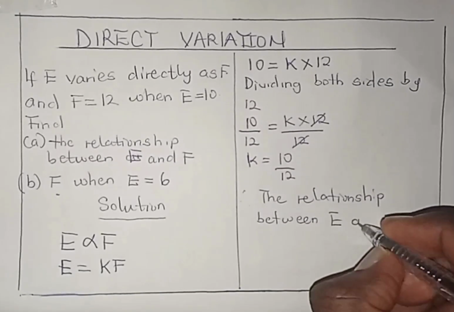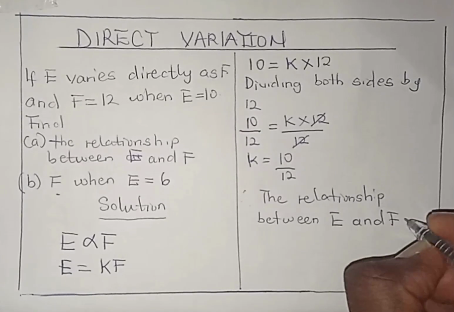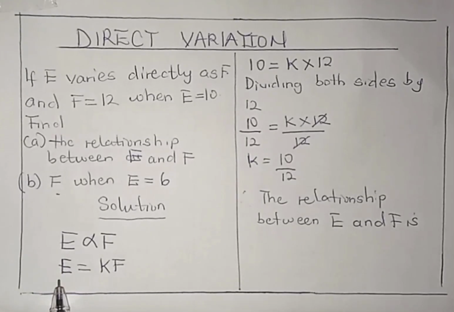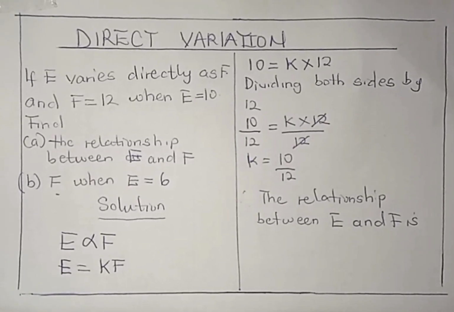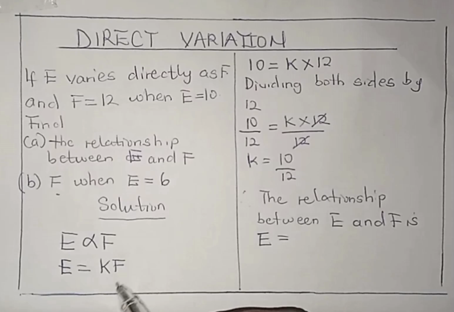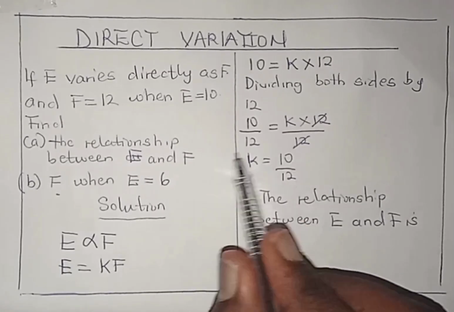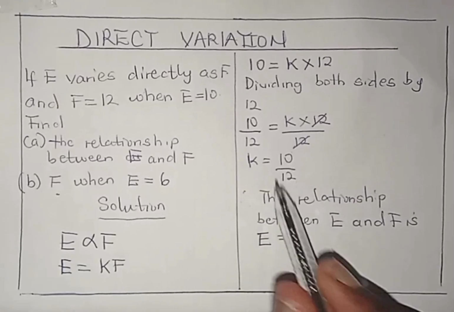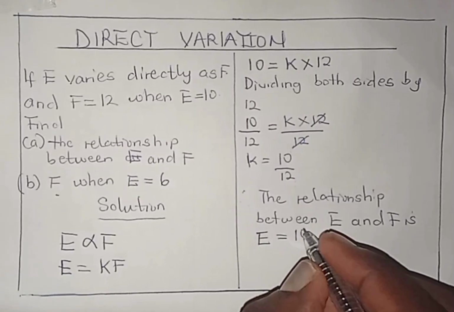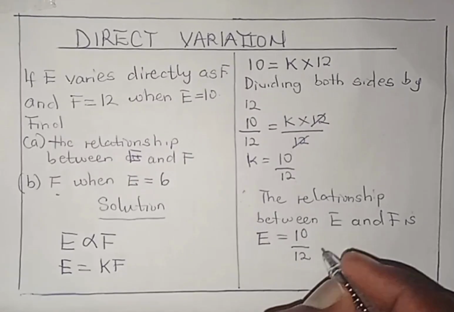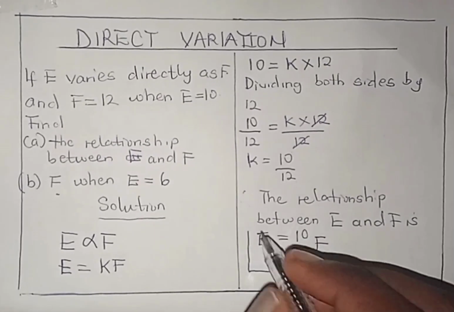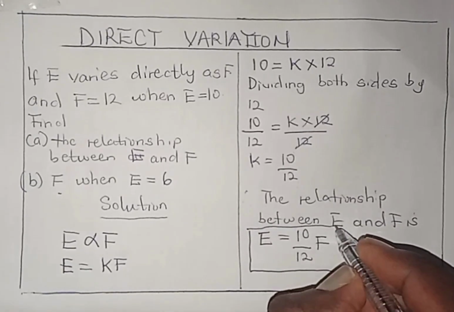E and F is, to find the relationship, we are going to rewrite this equation. E is equal to, where we see K here, we are going to substitute with the value we have gotten, that is 10 all over 12. So E will then be equal to 10 all over 12 F. So this is now the relationship between E and F.